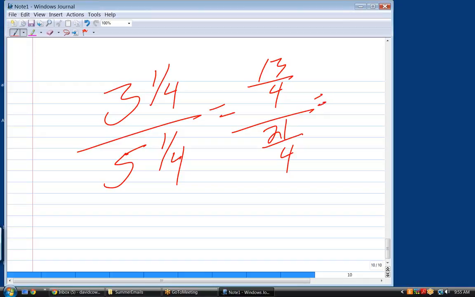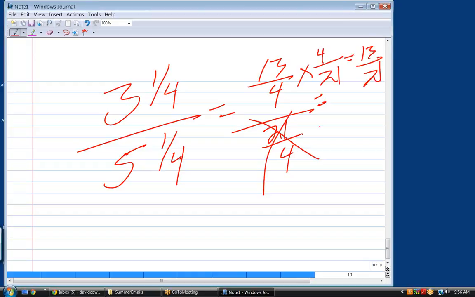Do you just subtract 21 and 3? That's 13? No. How do we divide by fractions? Oh, you make it a multiplication problem. Okay. So it becomes 13 fourths times 4/21. And the 4's cancel. So you're left with just 13/21.